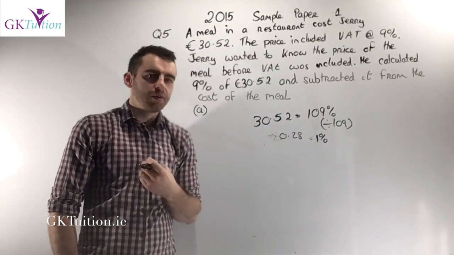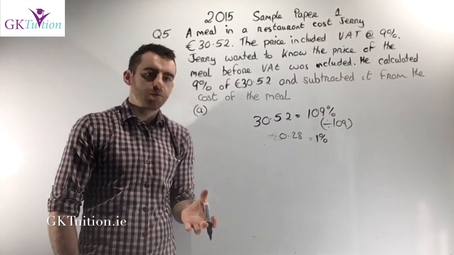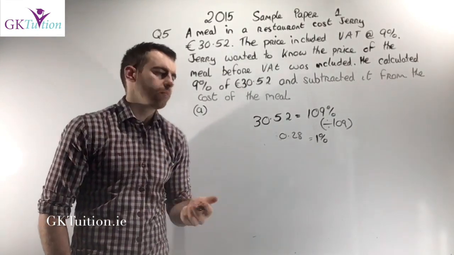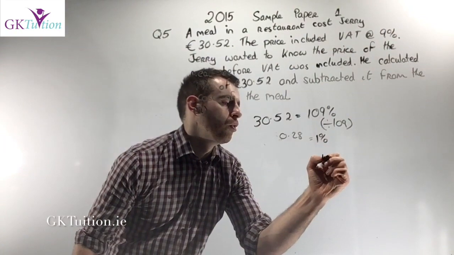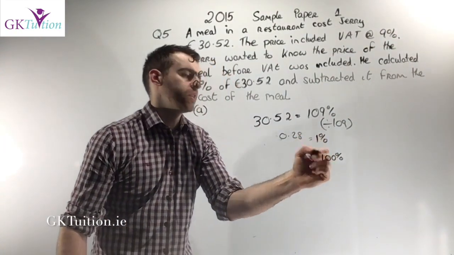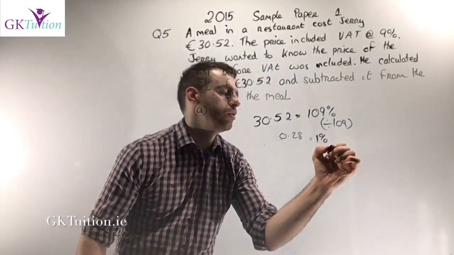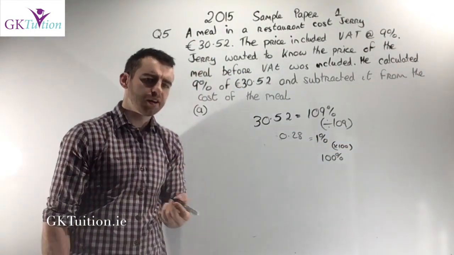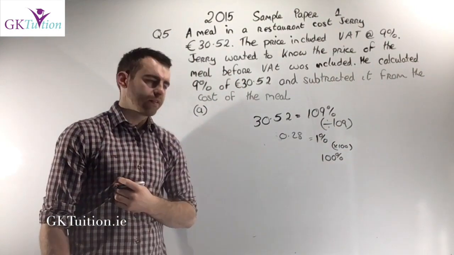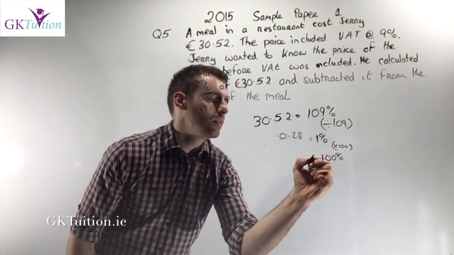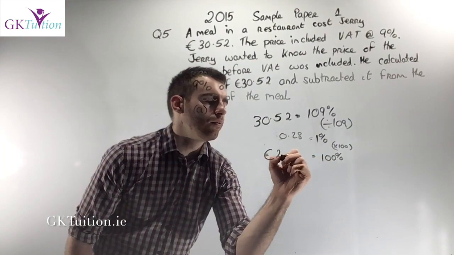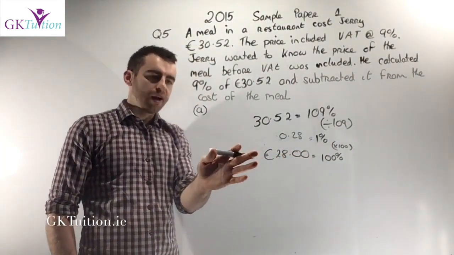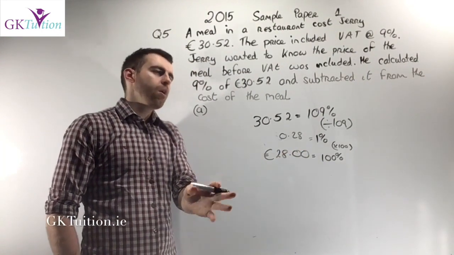And what I want to find is what 100% of the price of the meal was. I want to know how much this meal would have cost before VAT was included. So obviously I need to get 100%. If I know 1%, in order to turn it into 100%, you just simply multiply by 100. If you're multiplying the right hand side by 100, you should also multiply the left hand side by 100. And that tells me that the price of this meal before VAT was included was €28.